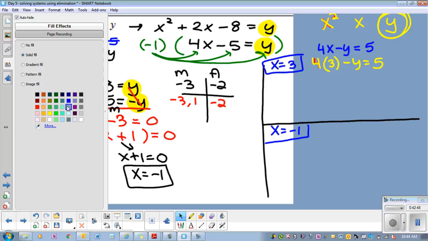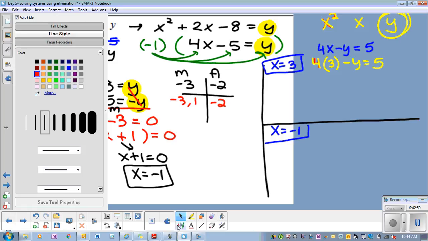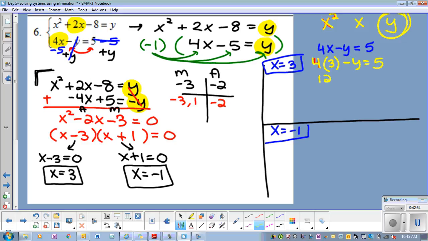Right? 12 minus y equals 5. Now what? Negative y equals negative 7. But guys, do we like leaving it as negative y? Nope. Gotta divide by negative 1. So y equals 7.